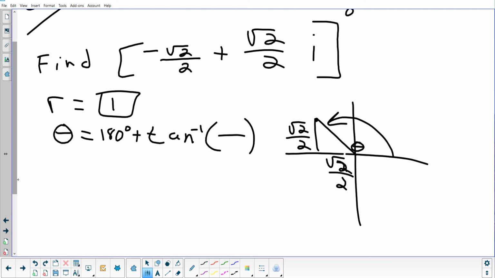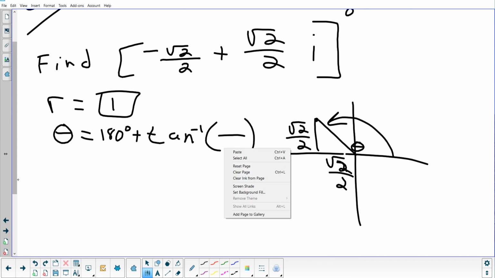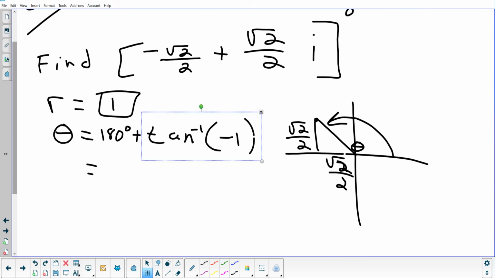You don't have to divide them beforehand, but that's going to be really annoying to type all that in on a calculator, because then I'm going to have a fraction divided by another fraction. But really, we should be able to divide those two pretty quick. Yeah? Negative 1. They're opposites. You're dividing positive root 2 over 2 by negative root 2 over 2. So it's a lot easier if you just type in inverse tangent of negative 1. That'll give you negative 45.